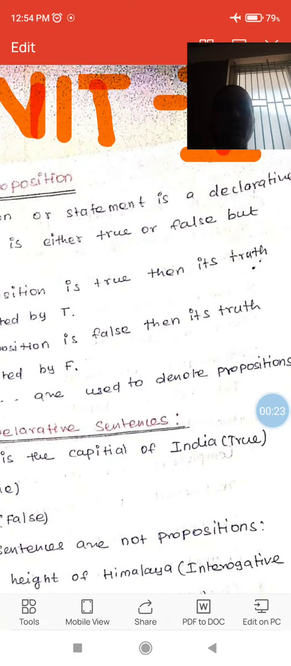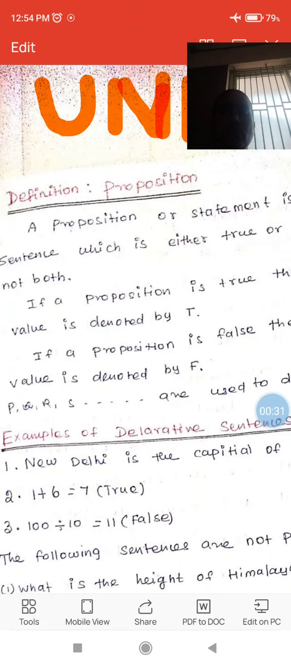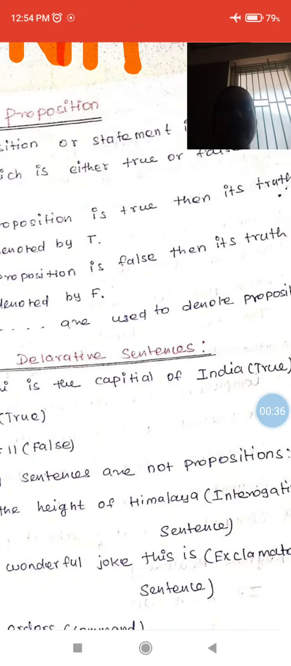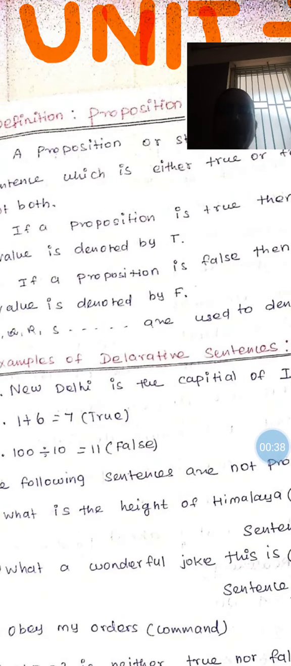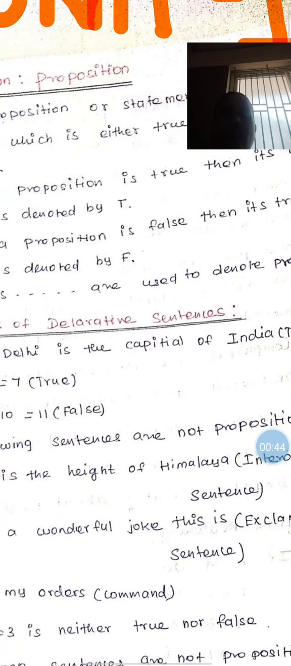A proposition or statement is a declarative sentence which is either true or false but not both. If a proposition is true, then its truth value is denoted by T. If a proposition is false, then its truth value is denoted by F. P, Q, R, S, etc. are used to denote propositions. Always we use capital letters to denote propositions.